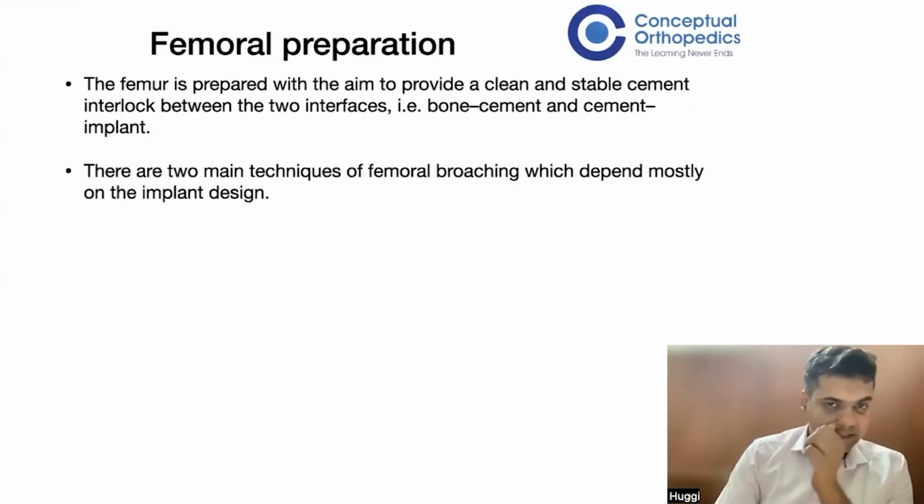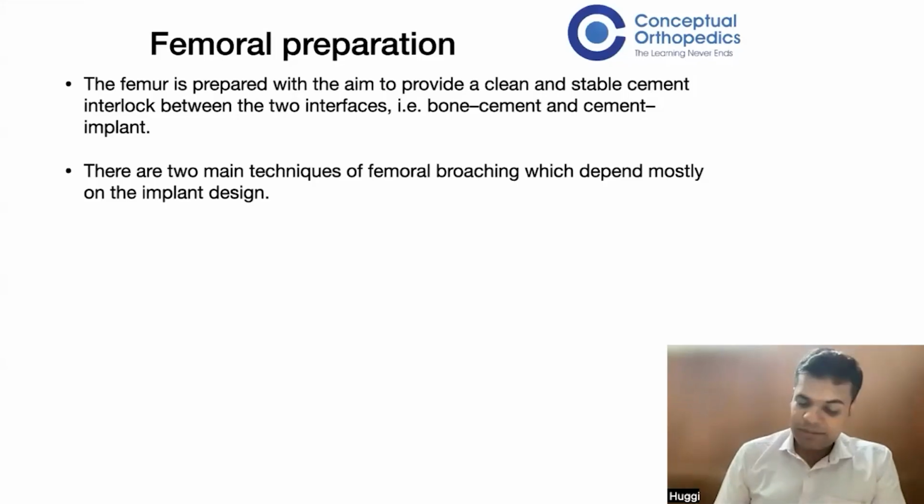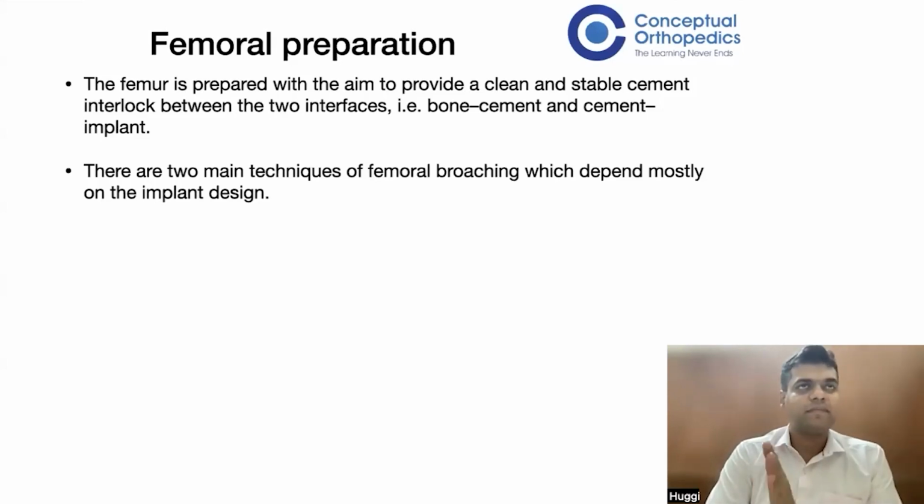So the next important thing is femur preparation. There are many doubts: whether to remove cancellous bone or keep it, and how the bone-cement and cement-implant stability should be. Again, it all depends upon what type of philosophy you're planning. If you're planning a taper slip, what should be the most important bonding? The bonding is between the bone and the cement.